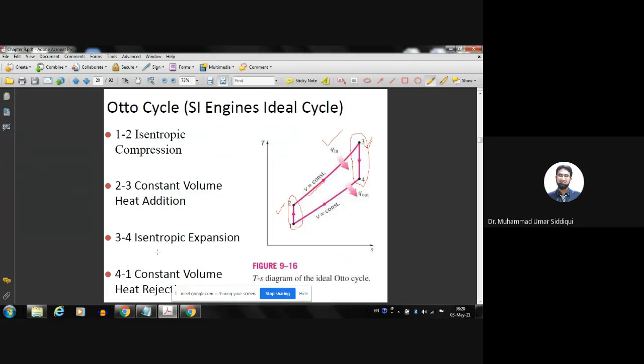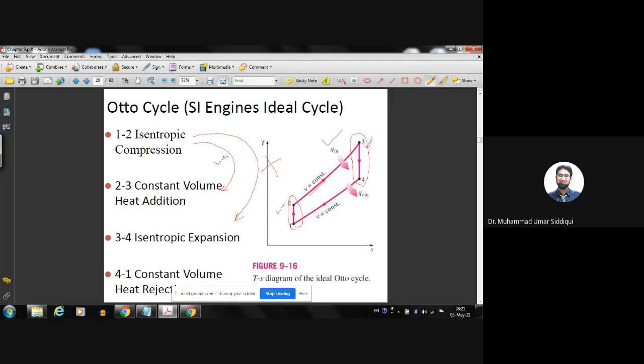So these are the four processes. Whenever it is asked to write down the processes of any kind of cycle, whether it is the Otto cycle or any other cycle that you are studying, one important thing is the order. The order is very important. When it says isentropic compression, after isentropic compression comes constant volume heat addition. If anybody writes isentropic compression and after that writes isentropic expansion, this will be wrong.